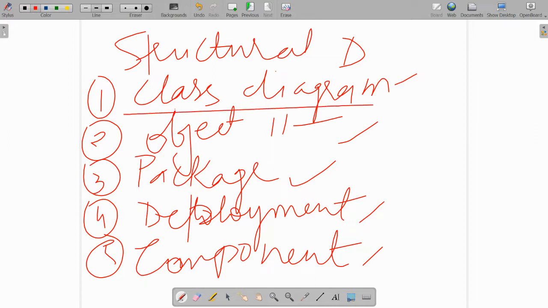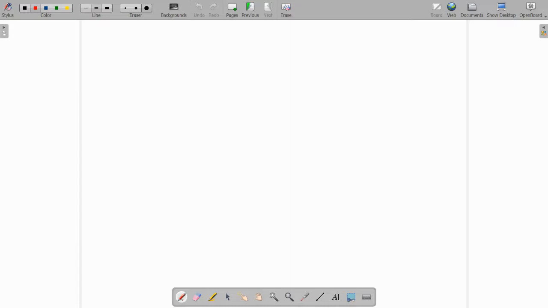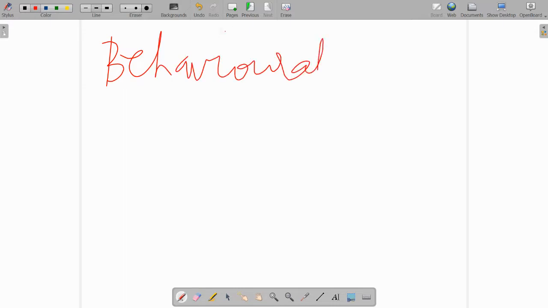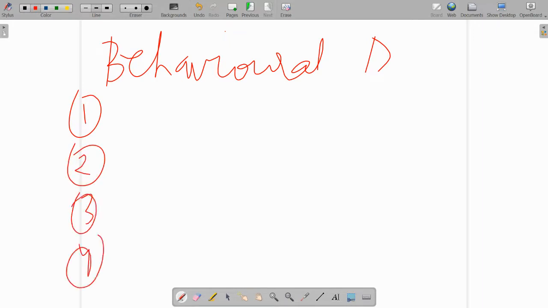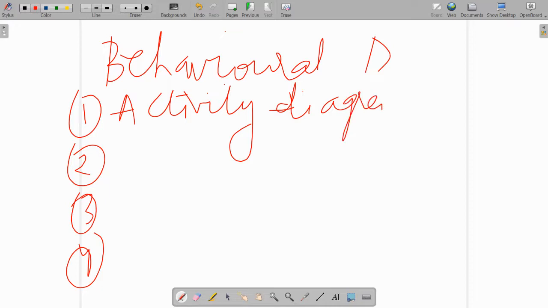Before I start with the class diagram, let me also tell you the types of behavioral diagram. Just as structural has types, in behavioral diagram also we have types. Here also we have five, or we can mention four of them. One is called the activity diagram. Then the state transition diagram.